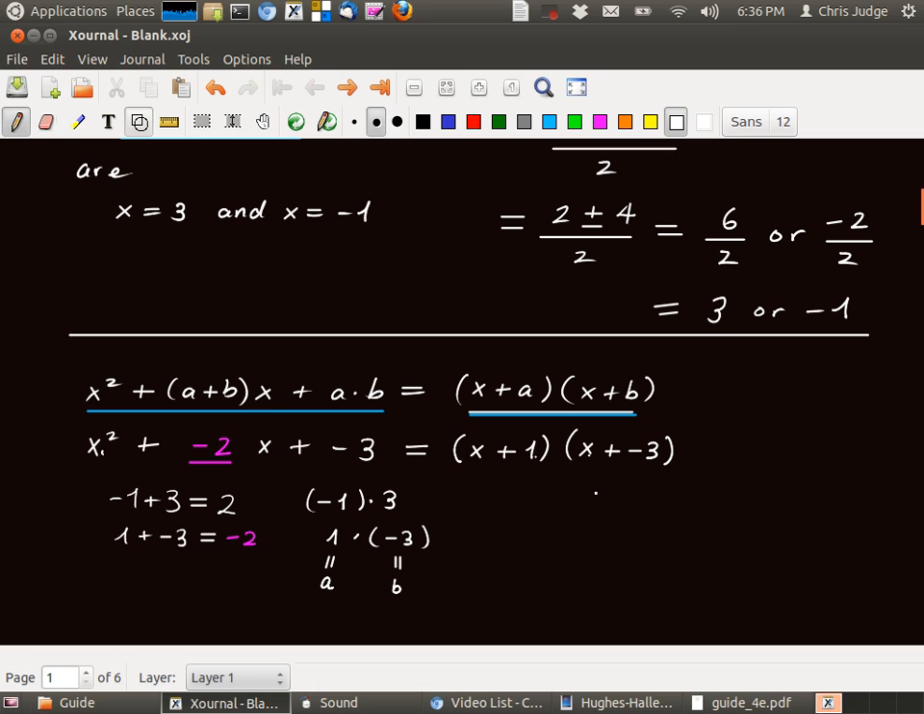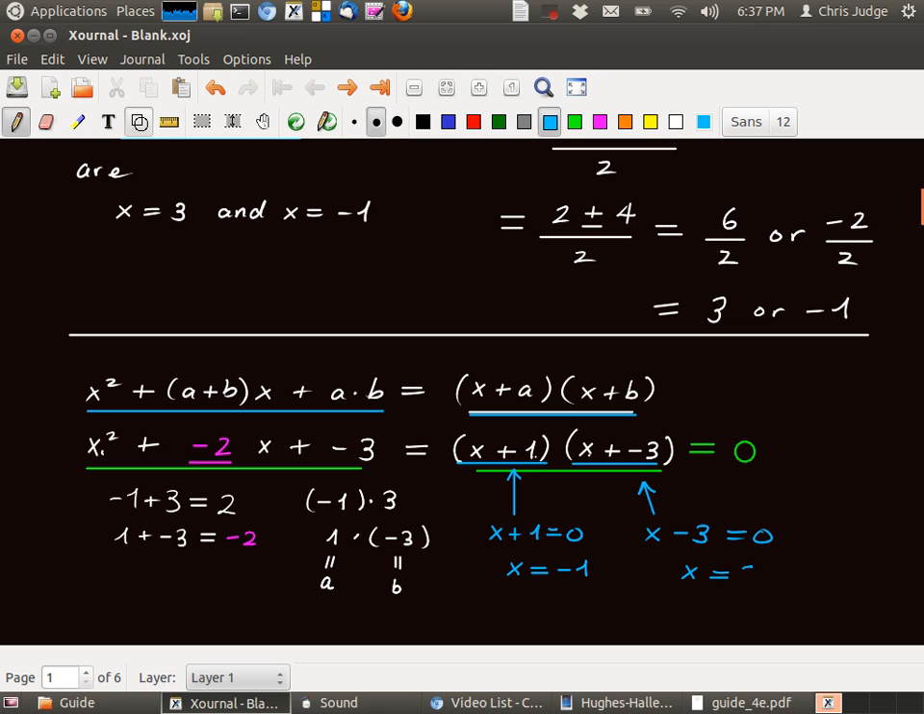Well, to find the zeros, we base that on this general principle that says if I want to set something equal to 0, like this, which is the same as this, then the only way that can be 0 is if one of the factors is 0. The product of two numbers is 0 if and only if one of the numbers is 0. So either x plus 1 is 0, or x minus 3 is equal to 0. Well, x plus 1 equals 0 is the same as saying x is equal to minus 1. x minus 3 equals 0 is the same as saying x is equal to 3. So these are the values of x which make x squared plus minus 2x plus minus 3 equal to 0.